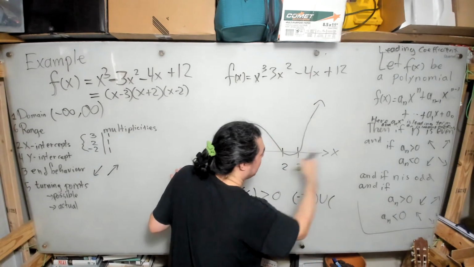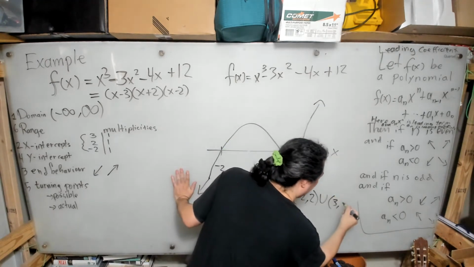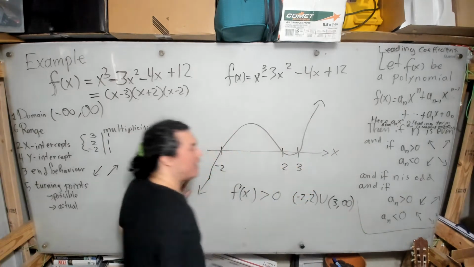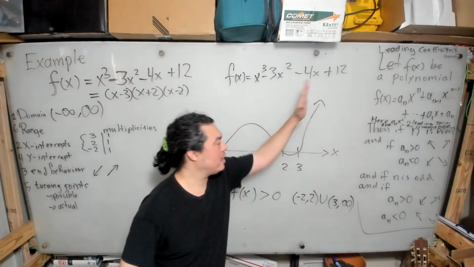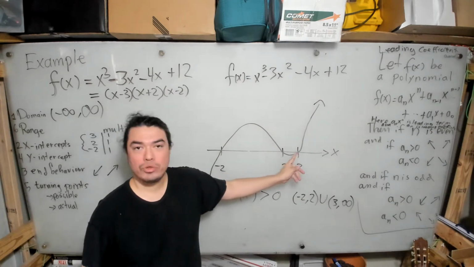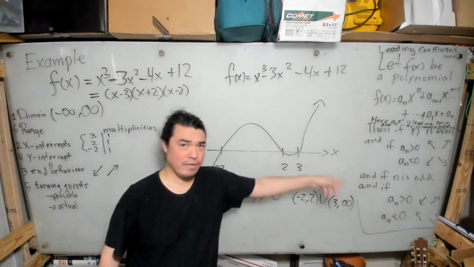Because on the 3 to infinity piece, you see that it has to go up. It has to go up forever. And that's because the end behavior says it's going to go up forever on that side, and because we know that there is no root, no x-intercept to the right of this.